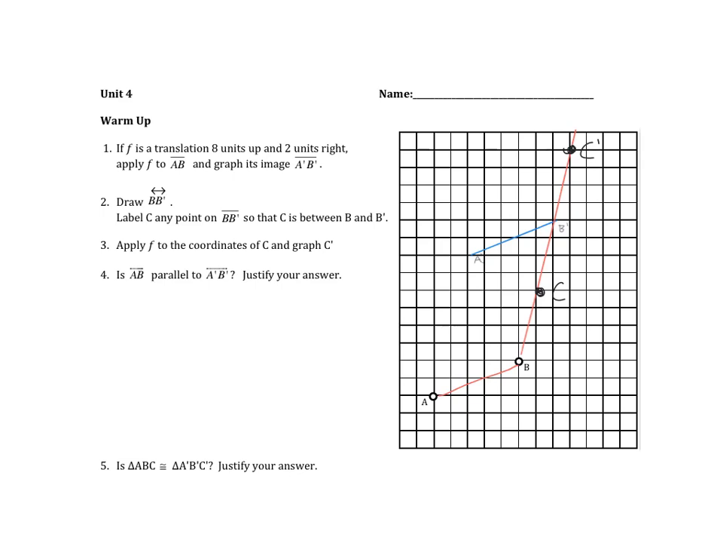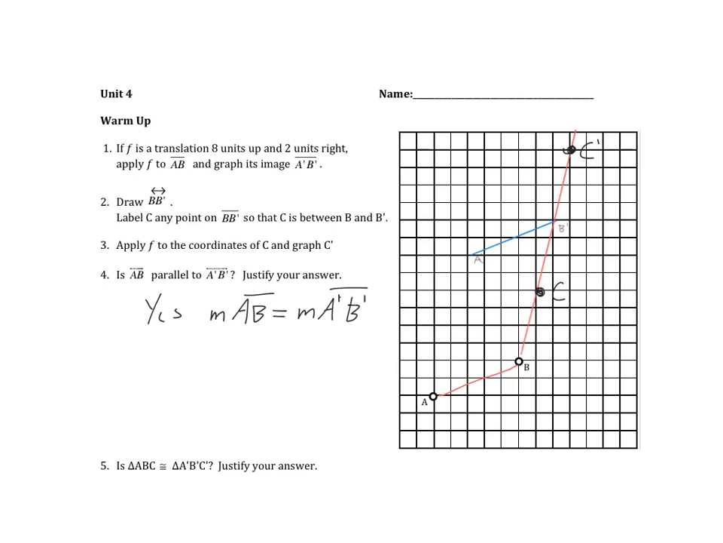Now, is AB parallel to A prime, B prime? Justify your answer. So I want you to think about that. But the big idea here is yes, the slope of AB is equal to the slope of A prime, B prime. And by definition of parallel lines, that means these slopes are equal. So then an interesting follow-up question follows here in number 5. Is triangle ABC congruent to triangle A prime, B prime, C prime? And justify your answer. So let's take a look at that.